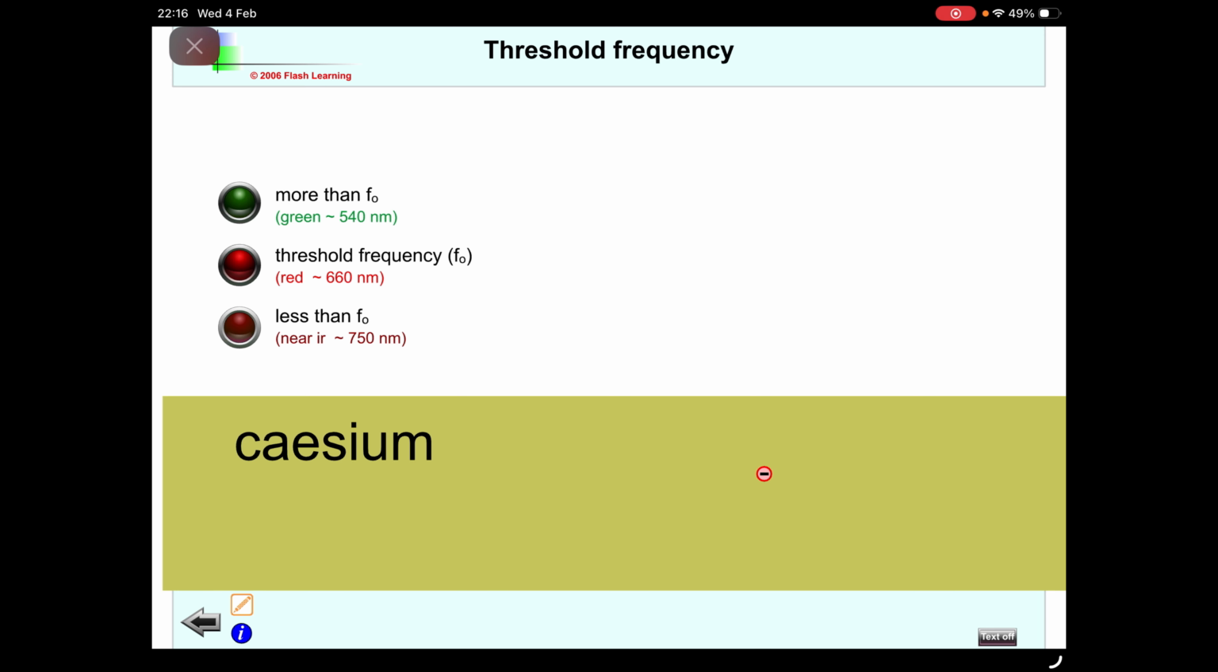This is the energy needed just to knock the electron free. So we've changed to cesium this time. Now the cesium's got a very small work function, so it's not that difficult to knock the electron free. So if we use this one, it's a photon that's got very low energy. So it interacts with the electron, but doesn't give it enough energy to knock it free.